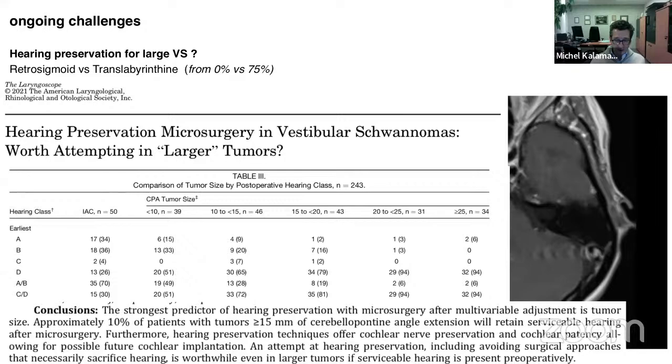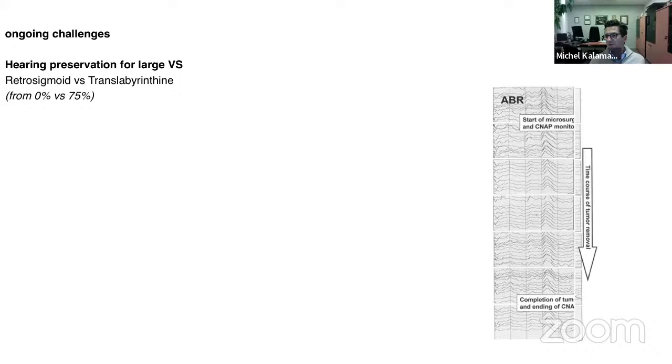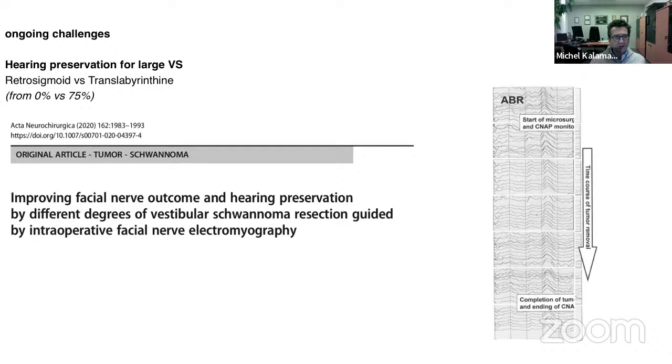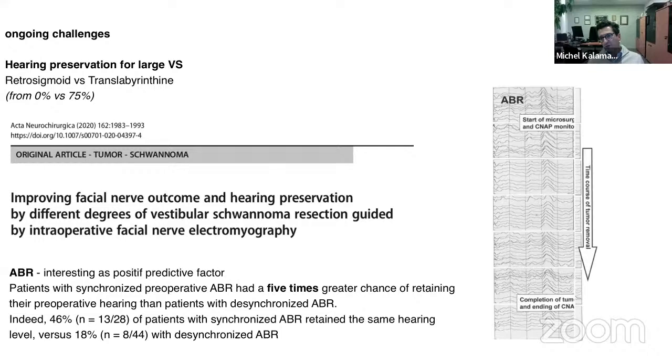So how can you monitor hearing during vestibular schwannoma surgery? You have the ABR, and we published this paper last year showing that, yes, it's interesting to monitor ABR, but it's rare to have a synchronized ABR for very large tumors. And we think that what is interesting with ABR is that it's more useful as a positive predictive factor. So when you have a synchronized ABR, you have a 5 times greater chance of preserved hearing compared to the cases with desynchronized ABR. In our series, we preserved hearing in 46% of patients with synchronized ABR. In this series, it was large and medium-sized tumors.